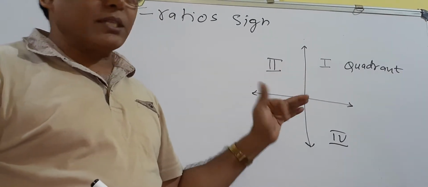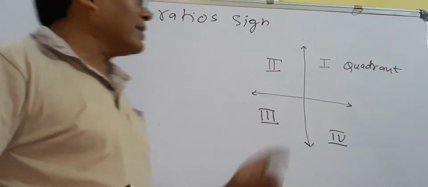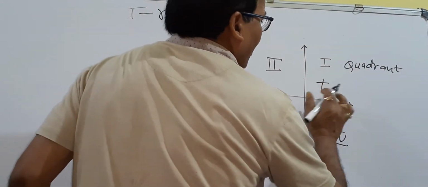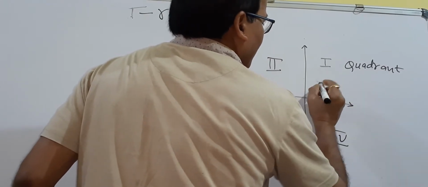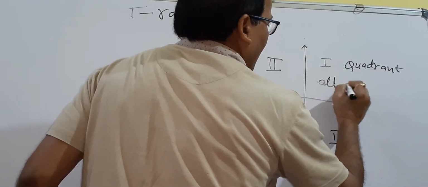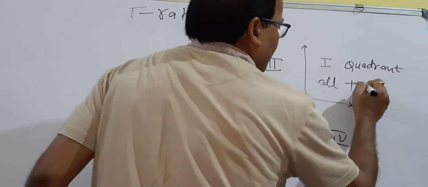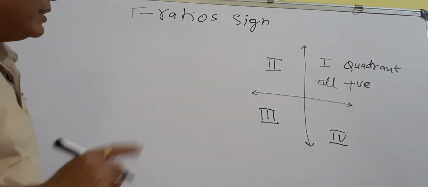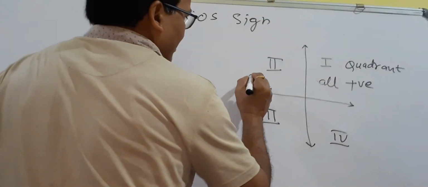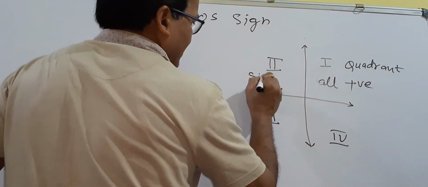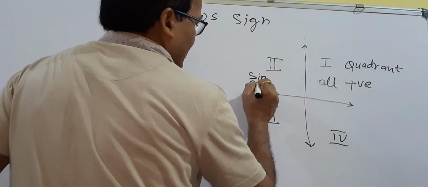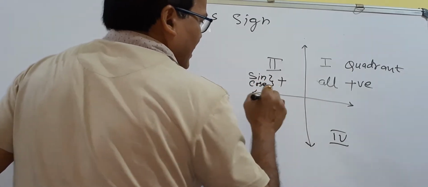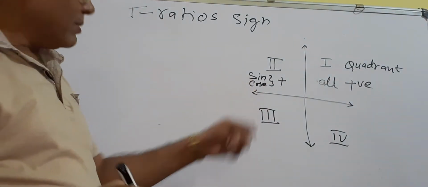In the first quadrant, all the T ratios, 6 T ratios: sine, cos, tan, cot, sec, cosec. All 6 ratios are positive. So we can say all positive. In the second quadrant, only sine and cosec are positive. Rest 4 will be negative.